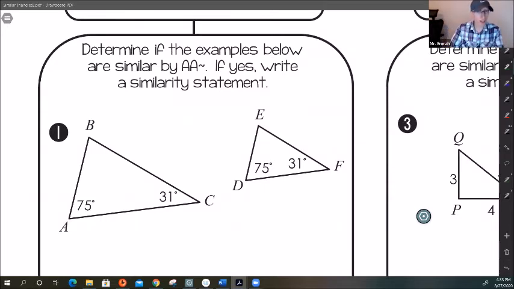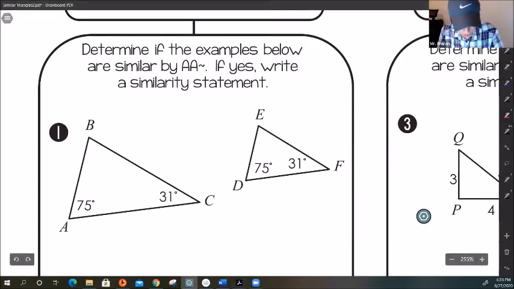Why is it not angle, angle, angle? Aren't all angles needed to be the same? Well, as a matter of fact, all angles are the same here. The reason is the two angles are the same, right? Because the third angle has to be 180 minus these two angles, so the third angles are also equal to each other. But if you know that the two angles are equal to each other, 75 to 75 and 31 to 31, then you can claim that the triangles are similar by angle-angle similarity.